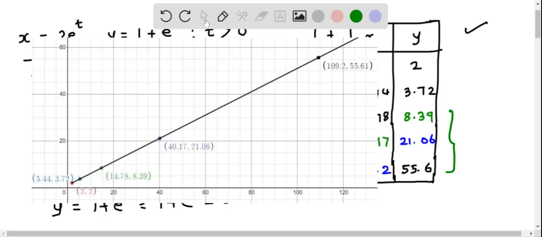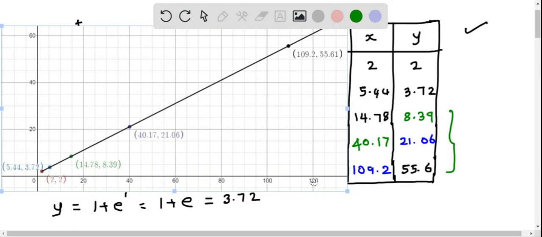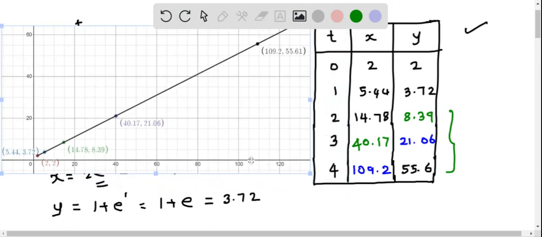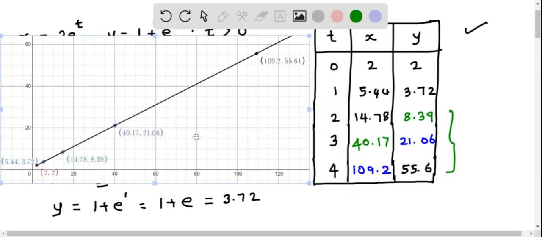Okay, so here I'm showing the graph where I have plotted the points and connected them through a straight line. When t equals 0, this is the starting point, 2 comma 2. When t equals 1, the next point is 5.44 comma 3.72. And t equals 2, this is the point. t equals 3, this is the point. And t equals 4, the point is 109.2 comma 55.61.